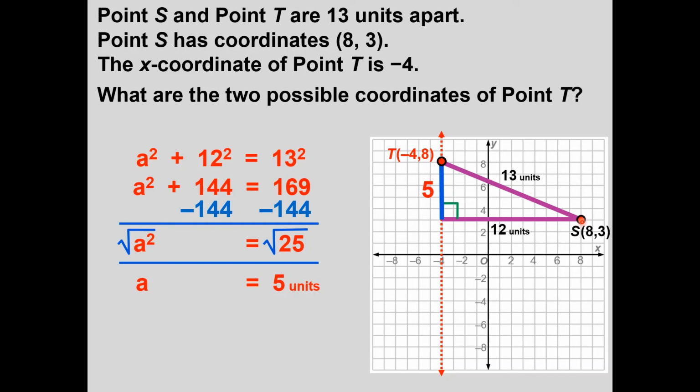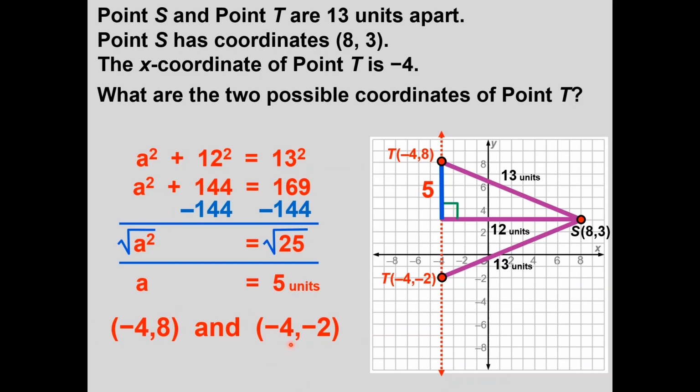Now remember though, there are two possible answers. So if one answer is 5 steps above this line, the other answer is going to be 5 steps below this line. Now remember, that line is already 3 high. So if we go 5 steps below it, 1, 2, 3, 4, 5, now we're at -2. So our coordinate would be -4, -2. And again, that distance is 13 units away from S. So now we found the two coordinates, -4, 8 and -4, -2. And those are your two answers.